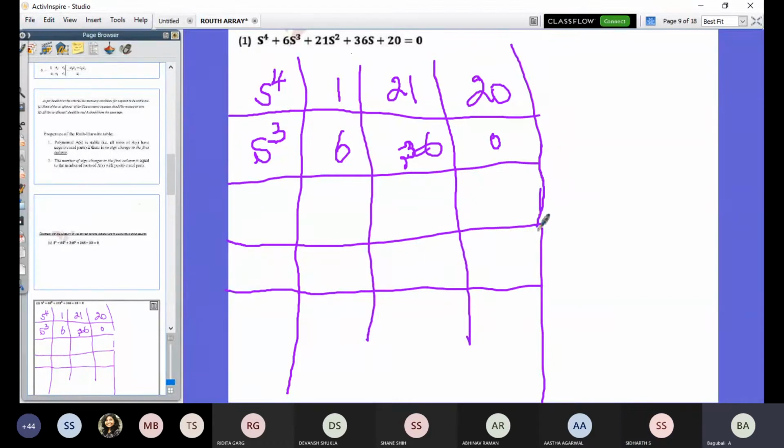So others, please listen and tell me how to do this. So S square, how to find it? 6 into 21 minus 1 into 36, so 21 into 6 minus 36 divided by previous row, first column, the coefficient is 6. What is the answer, dear? 15.